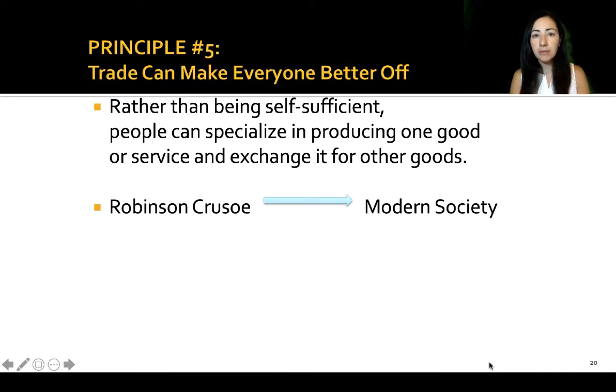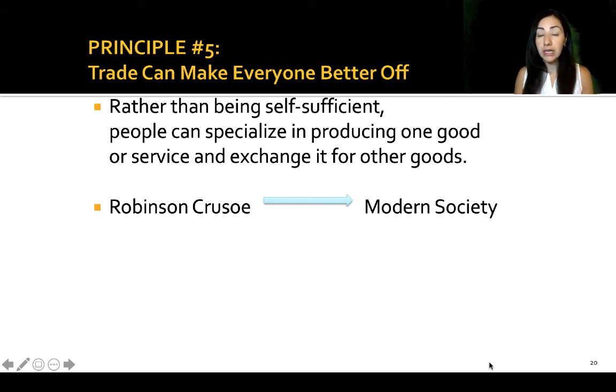Here we're talking about trade in terms of the difference between the ability to trade with other individuals and being self-sufficient. Basically we're saying that if someone doesn't have to be self-sufficient, and by self-sufficient we mean you gather your own food, you create your own shelter, etc., whatever needs are required for life, you do them yourself.